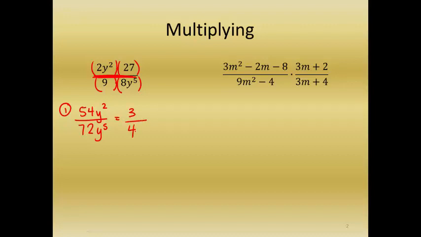Okay, and then if I were to reduce the y's, I notice that I have 2 y's in the numerator and 5 of them in the denominator, which means that I'm left with y cubed in the denominator because we use subtraction. So this would be my answer if I chose to multiply the numerator, multiply the denominator, and then reduce.